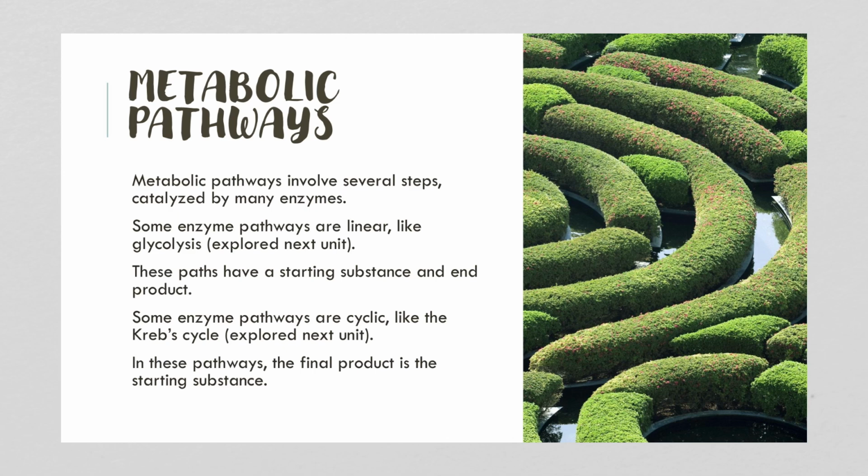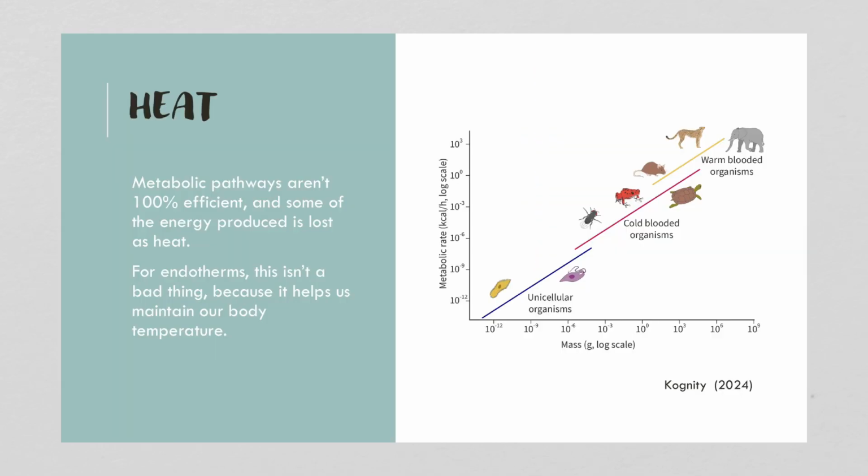Those paths have a starting substance and an end product. As you start with glucose, you end up with pyruvate. Some pathways, though, are cyclical, like the Krebs cycle, and we'll also explore that next unit. And in these pathways, the final product will be the starting substance. And there'll be a series of reactions that happen, and then at the very end, the last step will be reconverting the final product to be the initial starting substance. So it can go on and on and on.